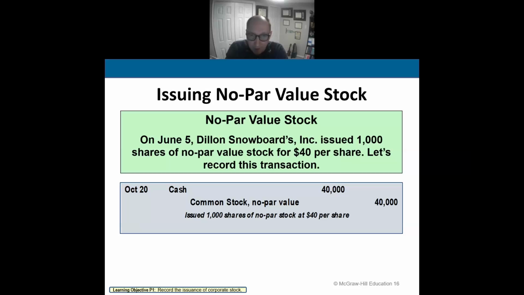So our snowboard company decided to issue 1,000 shares of non-par value stock at $40 per share. When it's non-par value, it's real simple. Because there's no par, we just simply multiply the amount of shares issued times the share price. So in this case, 40,000. We debit cash 40,000 to increase our cash by 40,000. Remember, we're selling shares of stock here. And we credit common stock non-par value, 40,000. So those types of transactions are very straightforward.